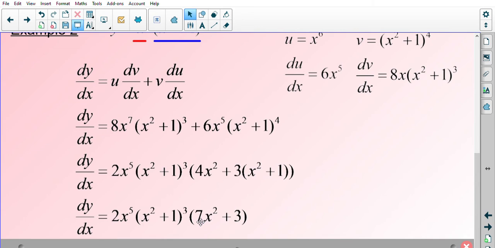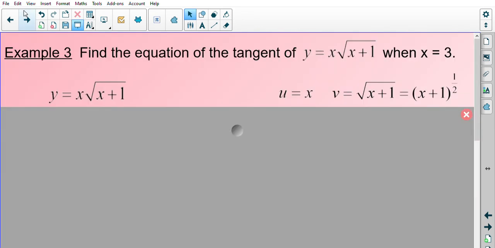Okay, so you can see these functions do get quite messy and quite big, but we can always try and tidy up to suit us, because we might need to use this for another part of our question. We'll look at an example that does this. A skill from Higher: we want to find the equation of the tangent, but we're given this function, y equals x multiplied by the square root of x plus 1. We want to do this when x equals 3.